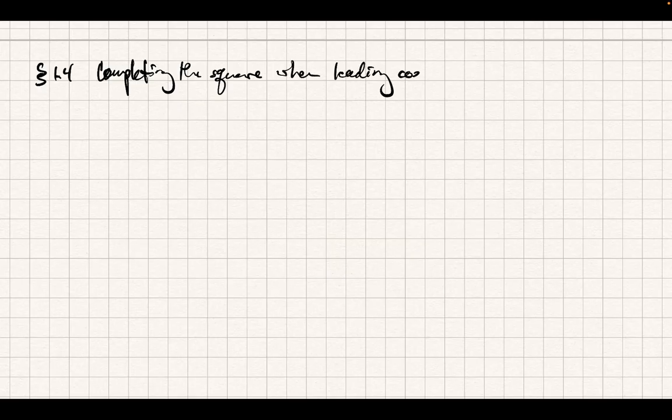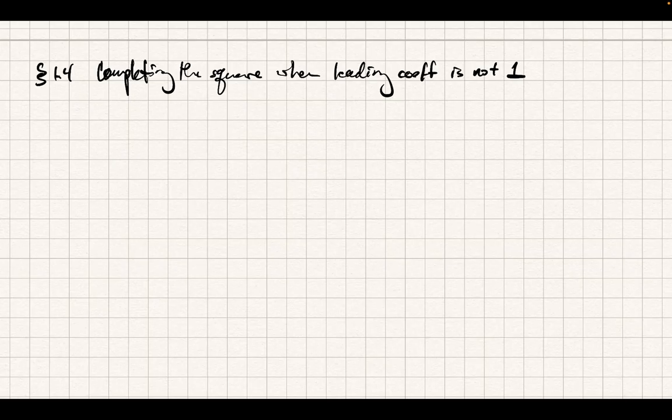All right, we're continuing with section 1.4, completing the square when the leading coefficient is not 1. So we did it with 1 as the leading coefficient, and it was easier.